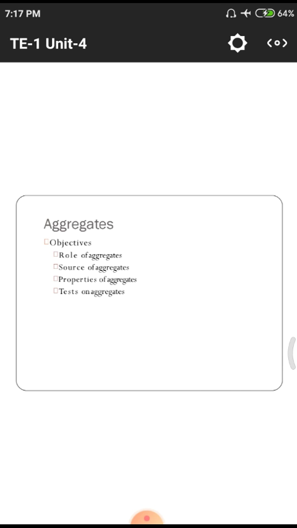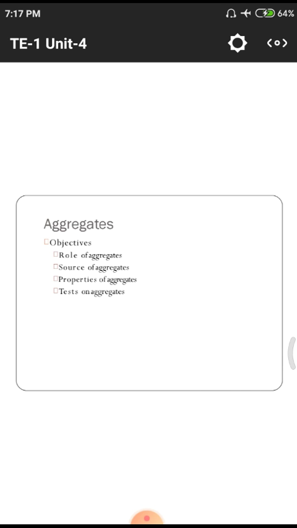Next one, tests on aggregate. After the properties are over, we will go for testing. Why? Because without testing, simply giving those samples to the roads is not the correct way. Before constructing a particular project, we need to observe the parameters, properties, strengths and other things of the particular aggregates.